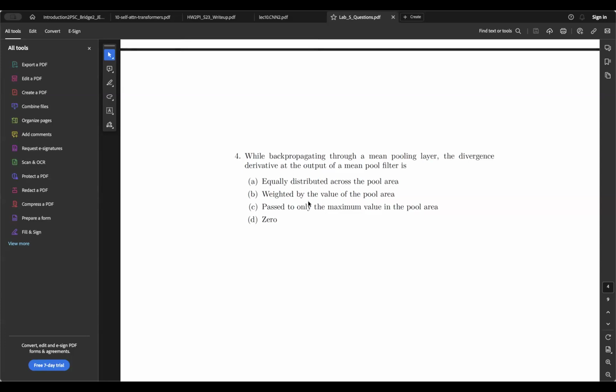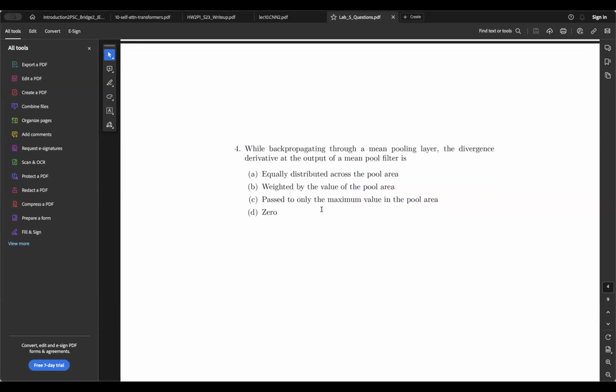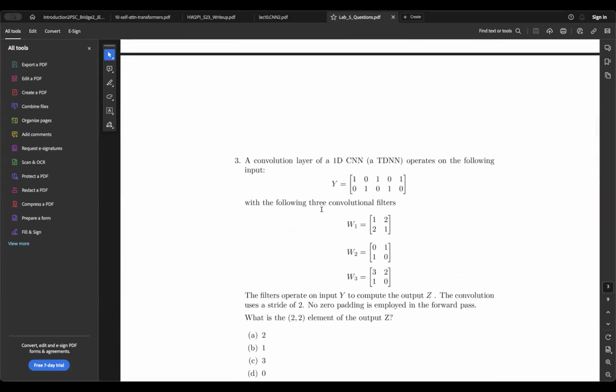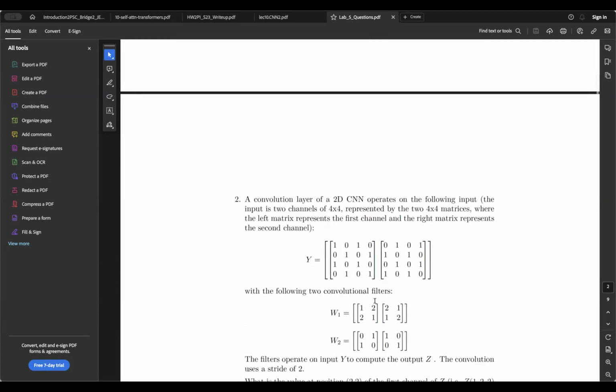Does anyone have a guess for this? Yeah, what's your solution? I think it's equally distributed, but it has to account for the pool size. I still don't know if I fully understand what you mean by the pool area. So, okay, let's take this as an example. Let's say you're carrying out mean pooling over this region. This is what I'm referring to as the pool area, the mean pooling area. Do you get it now?